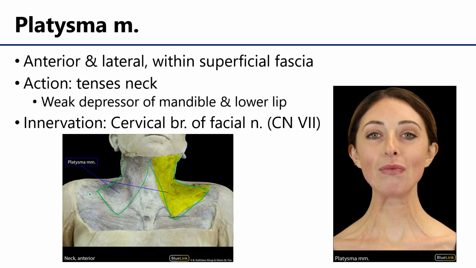In addition to tensing the neck, it's also a weak depressor of the mandible and the lower lip. And it's innervated by the cervical branch of the facial nerve, which is the seventh cranial nerve.